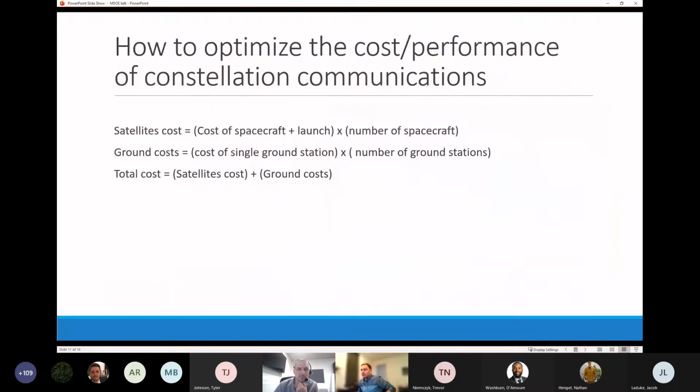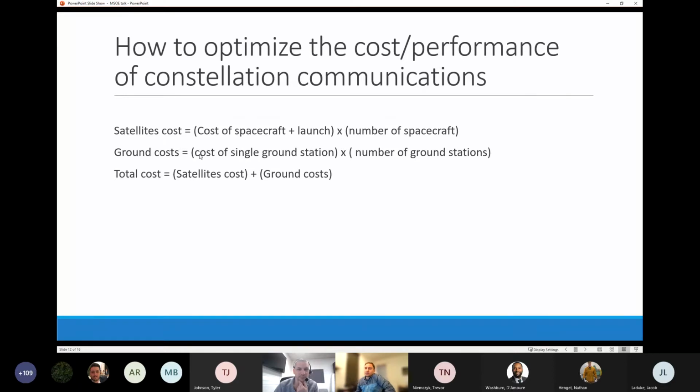All right, so you've got transmitters on the spacecraft, receivers on the ground, lots of satellites, lots of ground stations. How do you optimize the cost or the performance of communications? So satellites, if you want to have lots of them, the very, very rough cost is going to be the cost of the satellite plus the cost of the launch, times the number of spacecraft. Black Sky, for example, has about, like I said, 5 or 6 satellites today. The original goal was to launch up to 60 spacecraft. So each individual unit cost is important. You're going to multiply it by 60.